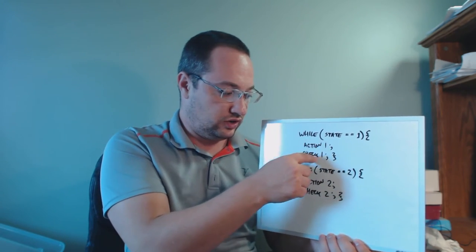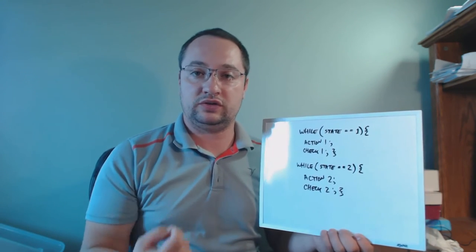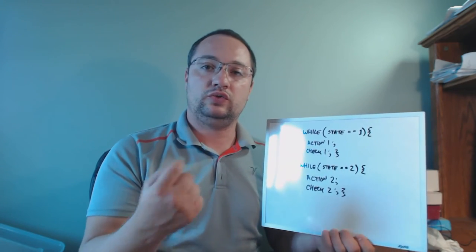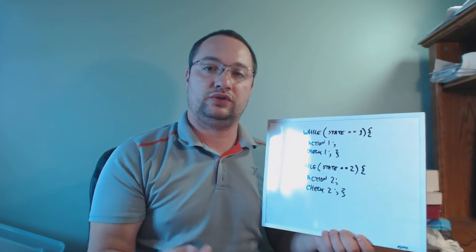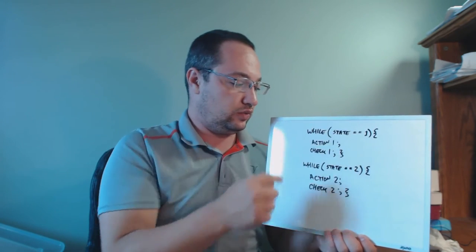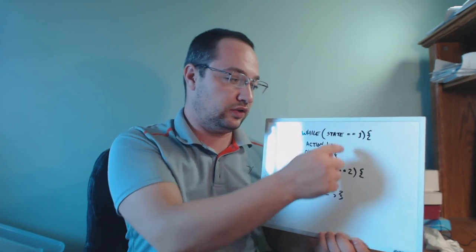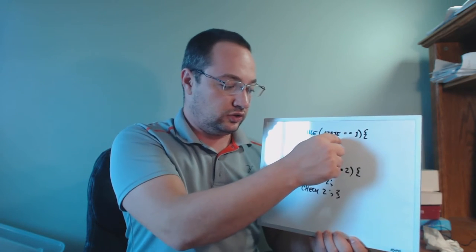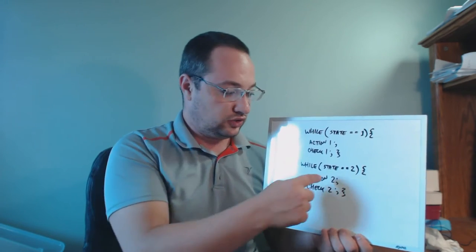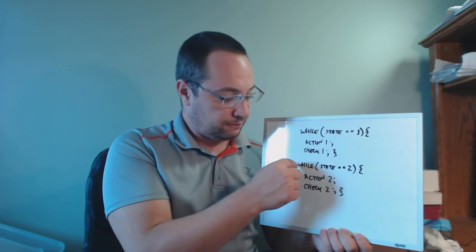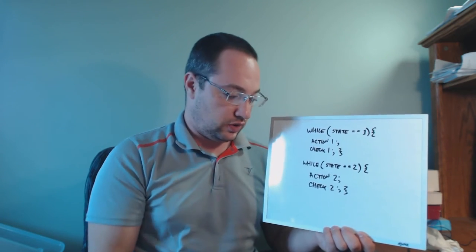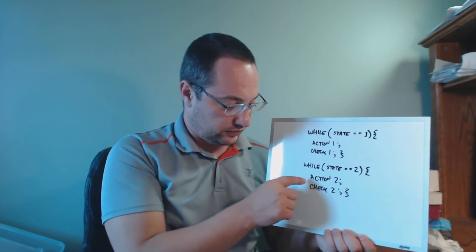So if you enter check one and check one says, okay, it's time to exit, in check one you change your state variable to two. Whenever you come back around and re-enter the beginning of the while, this is no longer true. So you would exit this while and you would enter the second while. When you enter the second while, the state is now equal to 2 because we changed it with check 1. And it's a similar kind of idea.